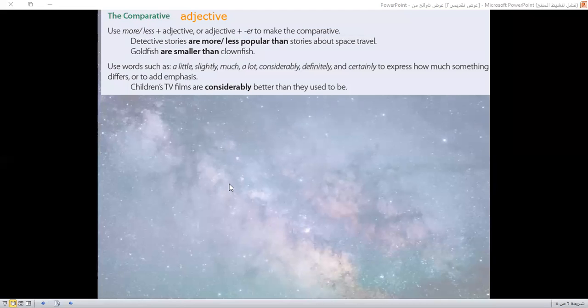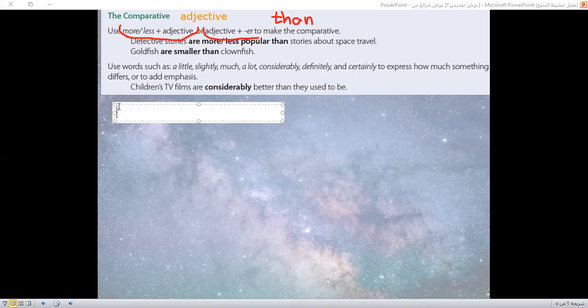When I use this form, which is more or less with the adjective, and when I use the adjective plus er, after them we're going to have than. But they are different. In English we have two types of adjectives. Let me write this, just a minute. I have a long adjective and I have a short adjective.